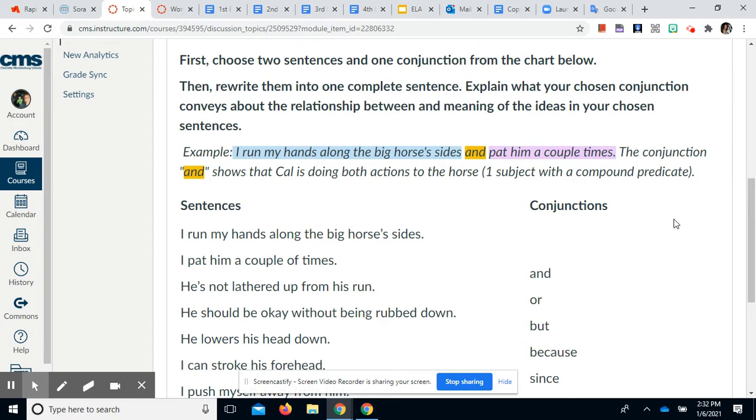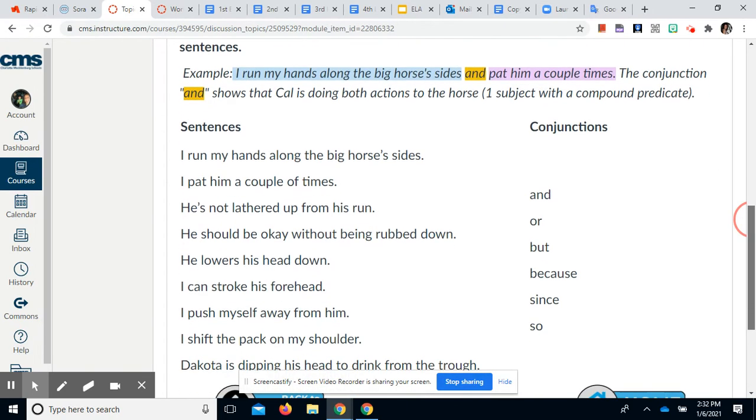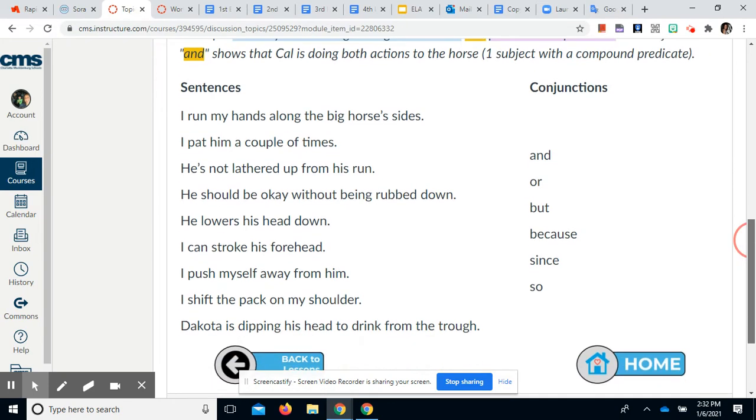The goal here is to choose two of the sentences and one conjunction to combine them into a complex sentence. The example we have: I run my hands along the big horse's sides and pat him a couple of times. Some other things that you could do here: He's not lathered up from his run, so I pat him a couple of times. Or he should be okay without being rubbed down because he's not lathered up from his run.